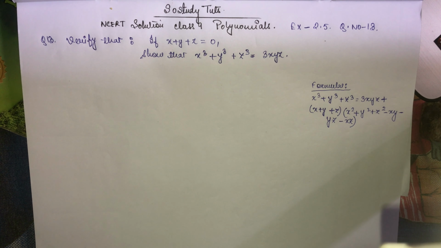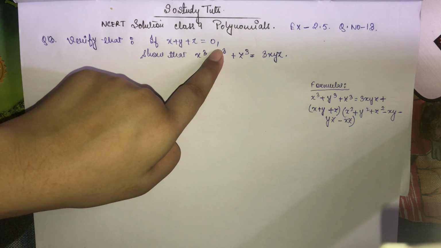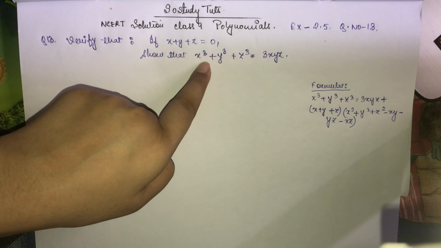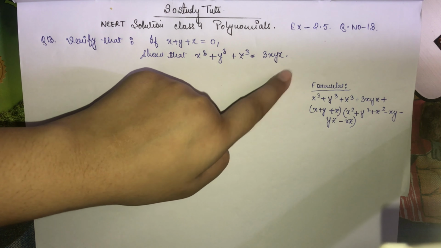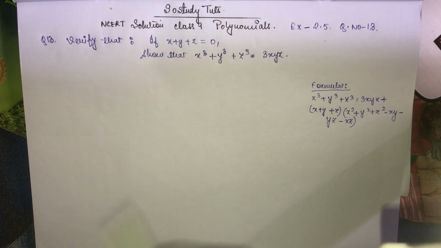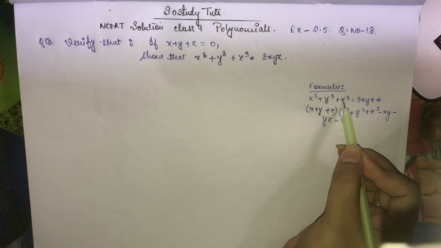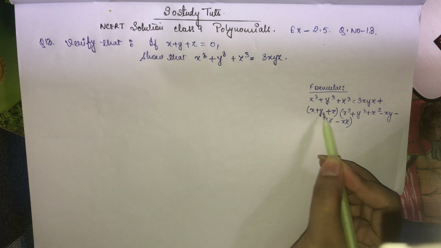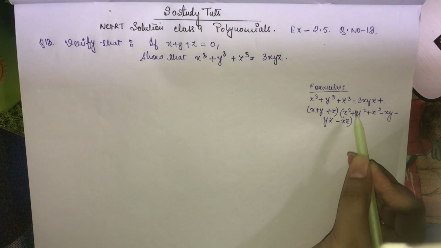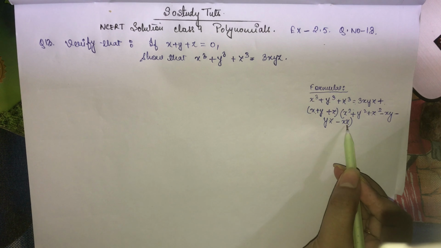Okay student, so I will now do question number 13. That is, if x plus y plus z equals 0, then we need to show x cube plus y cube plus z cube equals 3xyz. Now we already know this formula, that is x cube plus y cube plus z cube equals 3xyz plus x plus y plus z into x square plus y square plus z square minus xy minus yz minus zx.